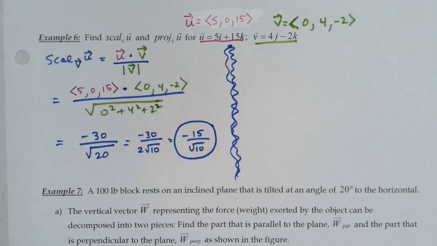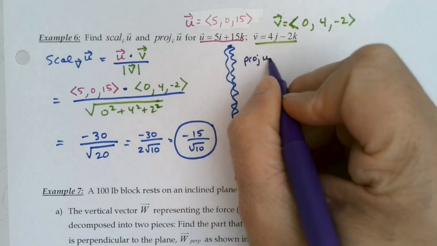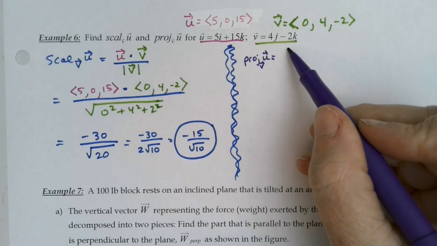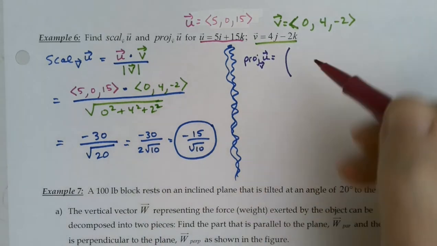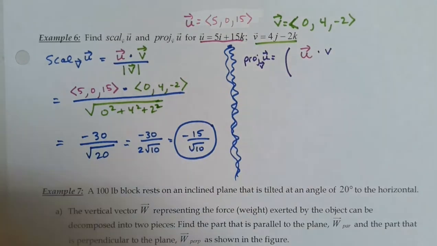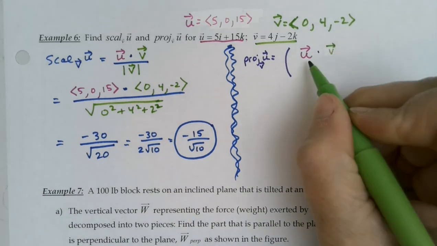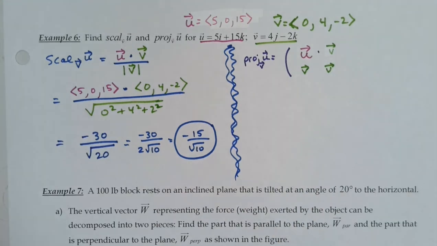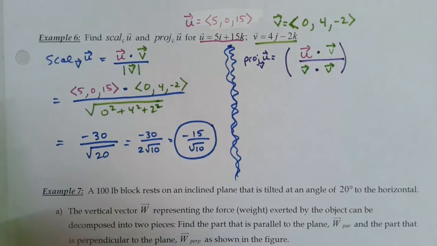So the projection of u onto v is equal to, and it's a little more complicated, so we've got to do u dot v, and then v dot v. So u dot v, we have v dot v down here, and then the whole thing is multiplied by the v vector.